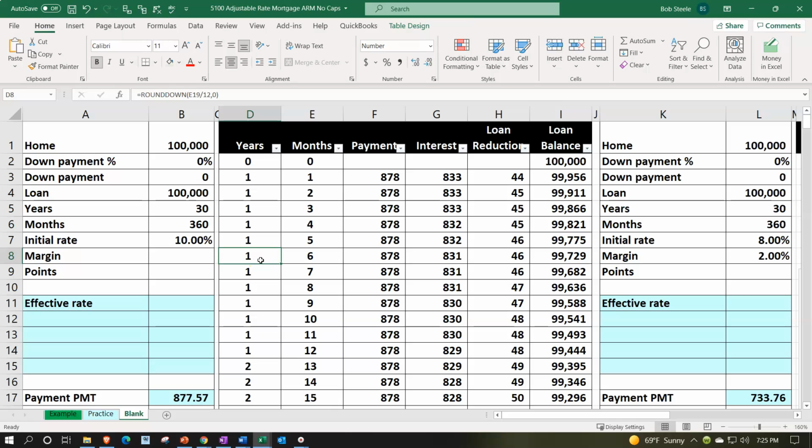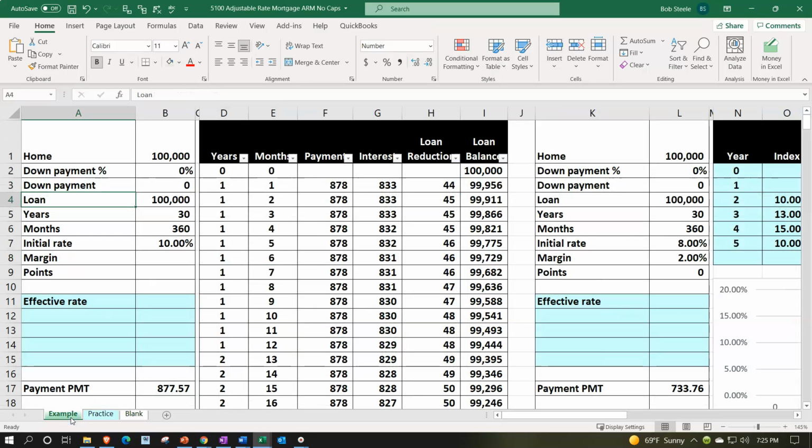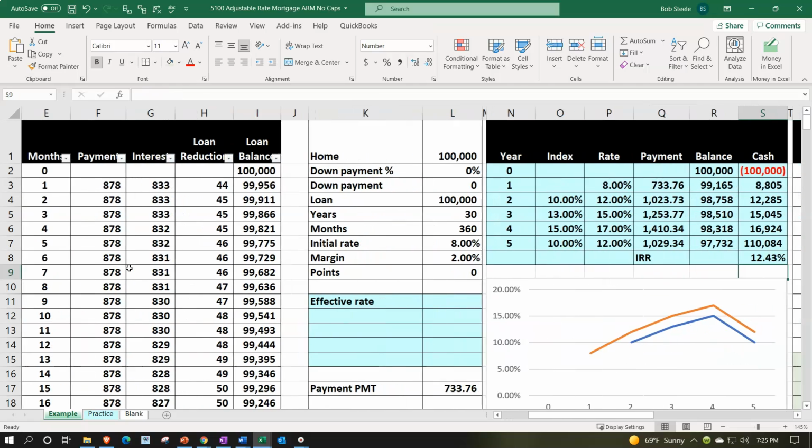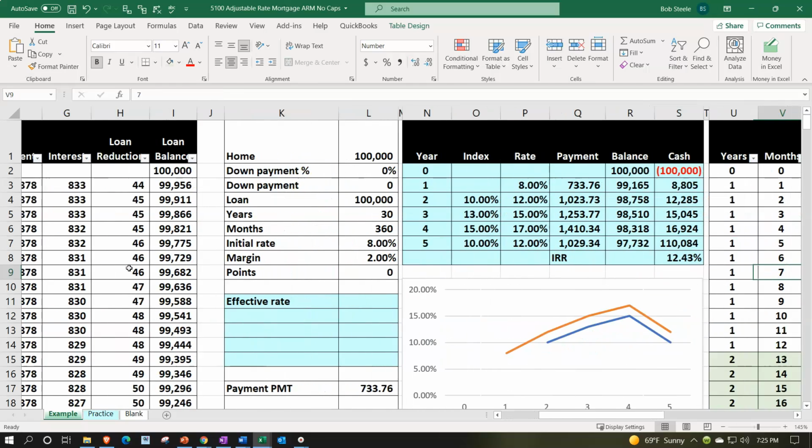If you have access to the Excel worksheet and would like to follow along, note that we have 3 tabs down below: example, practice, and blank. Let's take a look at them now, starting with the example tab, in essence being an answer key. We started off in prior presentations constructing an amortization table for a fixed rate loan, using it to compare and contrast to the adjustable rate or ARM loan.